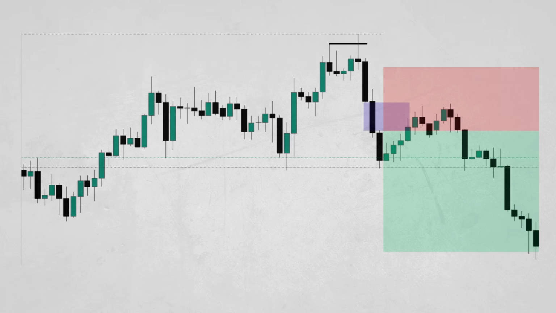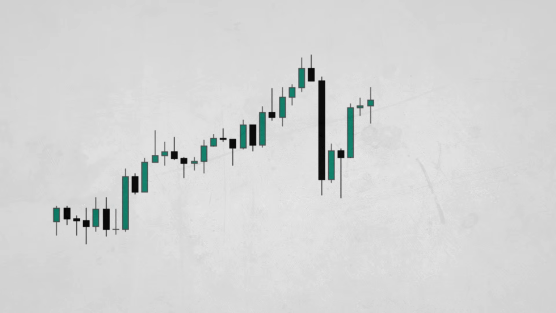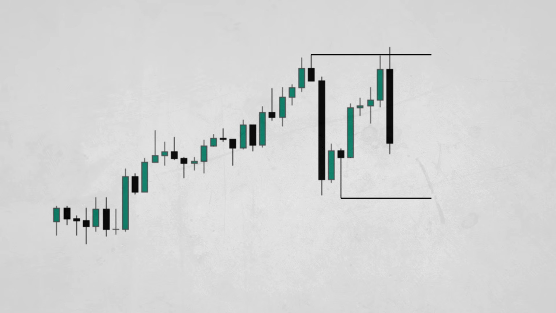Now let's look at another example. Just like we did in the first example, the first thing we should do is mark out the nearest swing high and swing low and wait for price to sweep either the high or the low. Here, price swept the high and closed below, which is looking like a potential valid liquidity sweep.